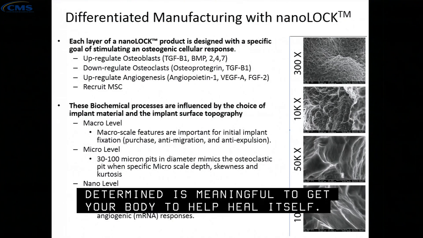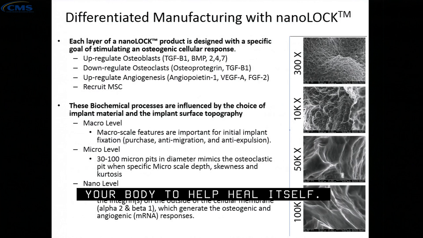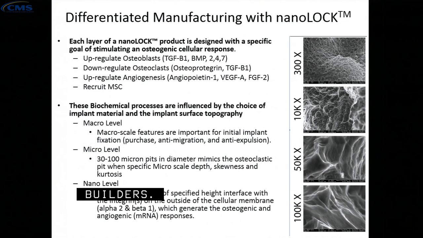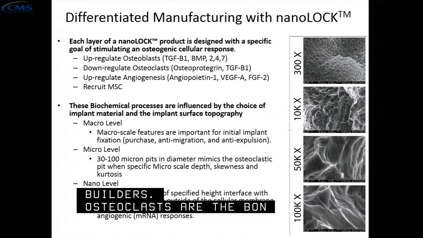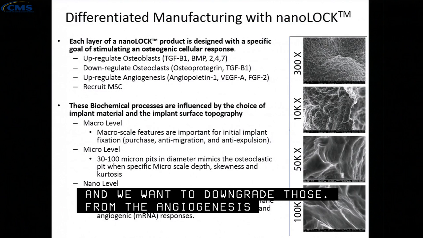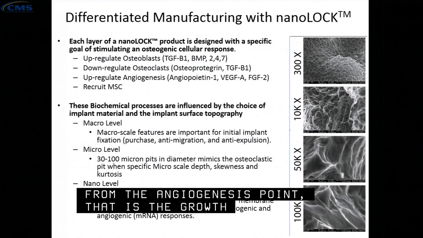First, we want to upregulate osteoblasts. Osteoblasts are the bone builders. We want to downregulate osteoclasts, which are the bone eaters. We want to upregulate angiogenesis. From an angiogenesis standpoint, that's the growth of blood vessels from an existing vasculature. And then we want to recruit mesenchymal stem cells.